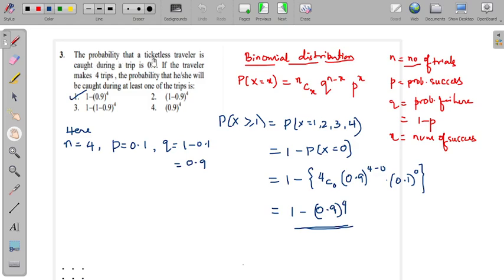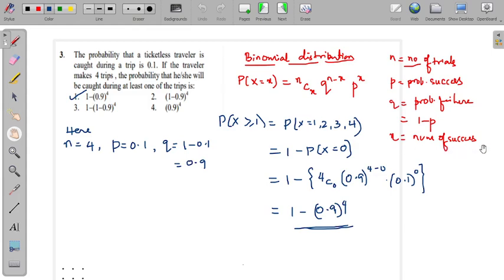Third question, the probability that a ticketless traveler is caught during a trip is 0.1. If the traveler makes 4 trips, the probability that he or she will be caught during at least one of the trips is. We have to make use of binomial distribution formula. The probability of having x successes is given by nCx q power n minus x p power x. N is number of trials. Here number of trials is equal to 4 because 4 trips he has taken. P is the probability of success. Here success is caught during the trip. So 0.1. Q is the probability of failure, 1 minus 0.1, that is 0.9.